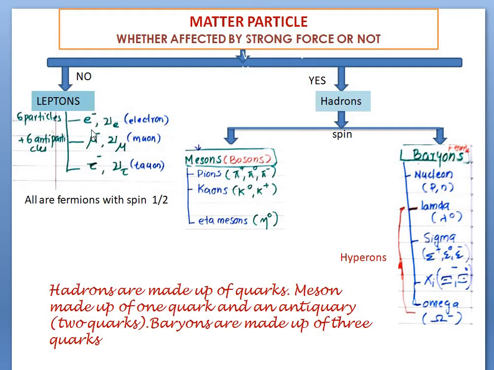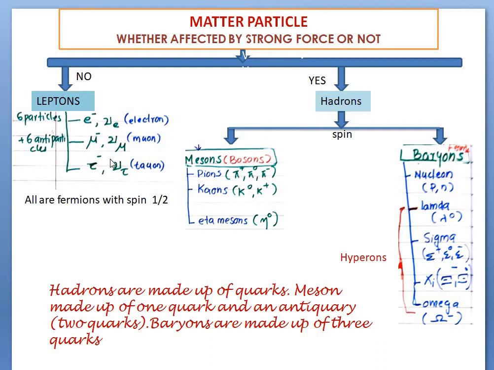Okay, so there are 3 types of lepton: electron family, muon family, and tau family. The electron family has 2 members, the electron and the electronic neutrino. Then the muon family has the muon particle and the muonic neutrino.